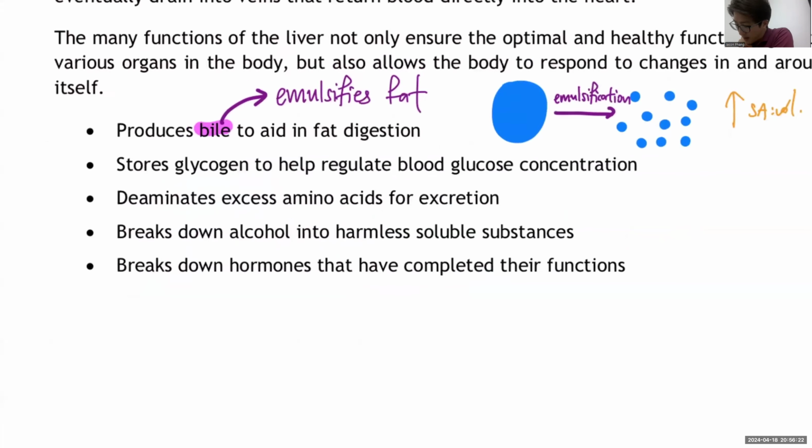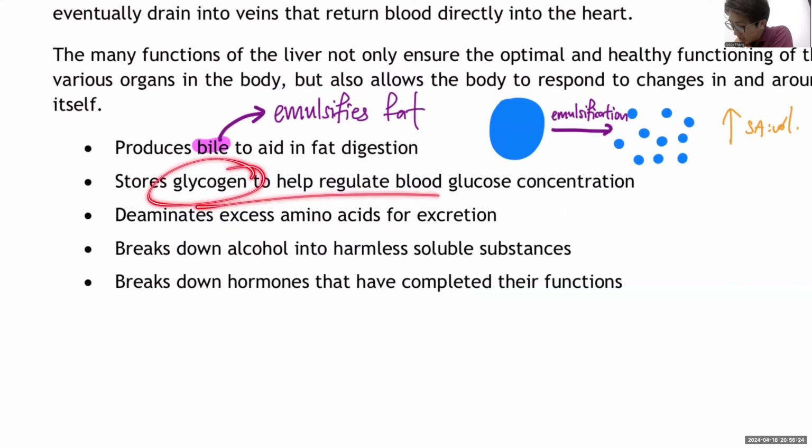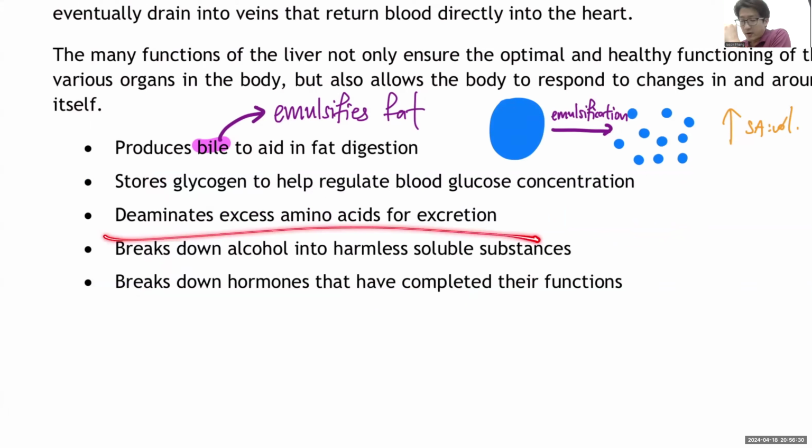Alright, so that's for bile. The liver stores glycogen to regulate blood glucose because I don't want it to be too high. This is a very important point here: we cannot store excess amino acids, so therefore we have to break them down to remove them. This was for Zheng's point there. The only alcohol that the body can metabolize and safely break down is ethanol. Other alcohols are straight-up poisoning.